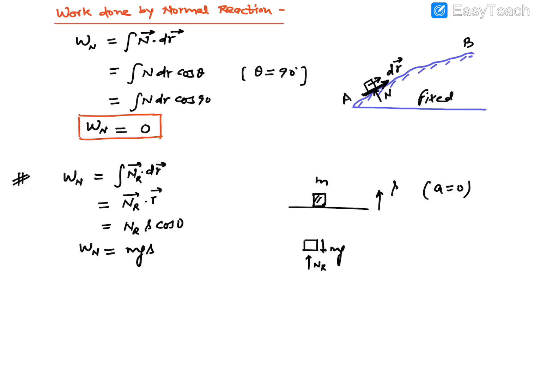But the idea will be this: work done by normal reaction remains zero as long as the platform on which the object moves is fixed. If the platform itself moves, then the work done by normal reaction is non-zero, right? So we can calculate the normal reaction work done in any situation by using this formula. And in general, work done by normal reaction will remain zero, because in most of the cases the platform on which the object is going to move is going to be fixed or at rest. Okay, so this is about work done by normal reaction in both cases, when the platform is fixed and when the platform is moving.